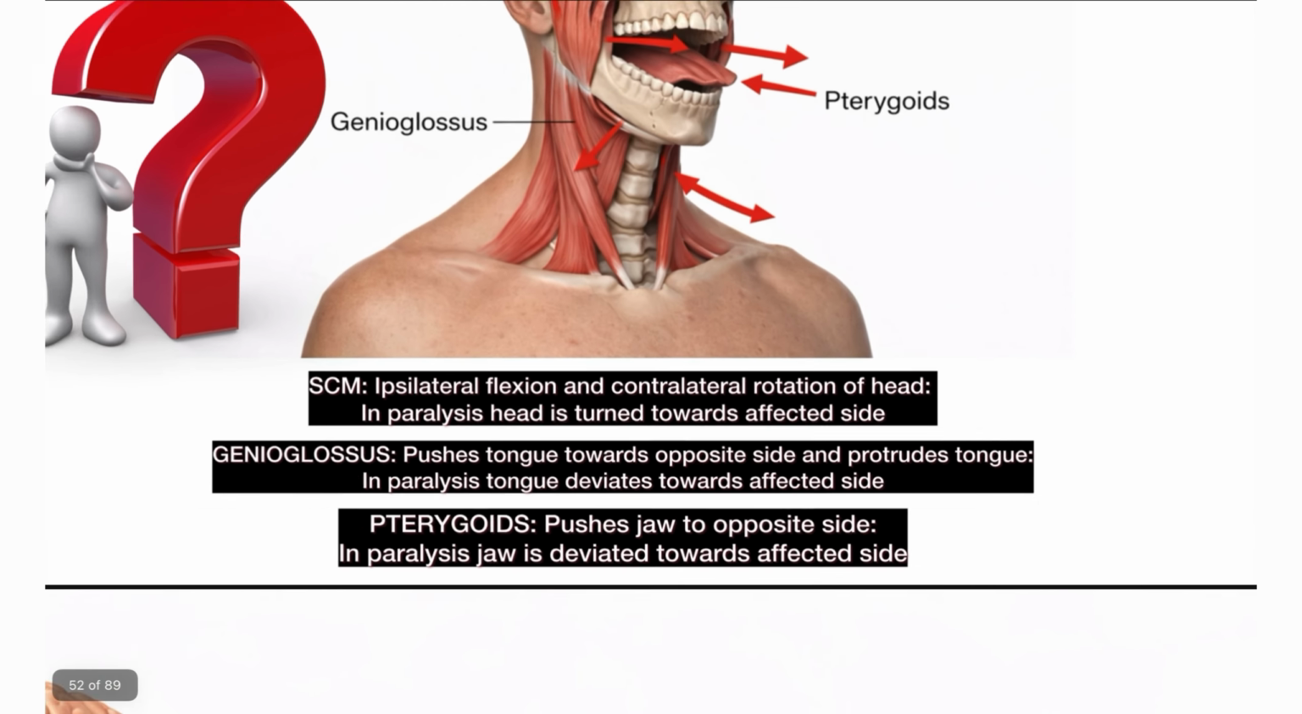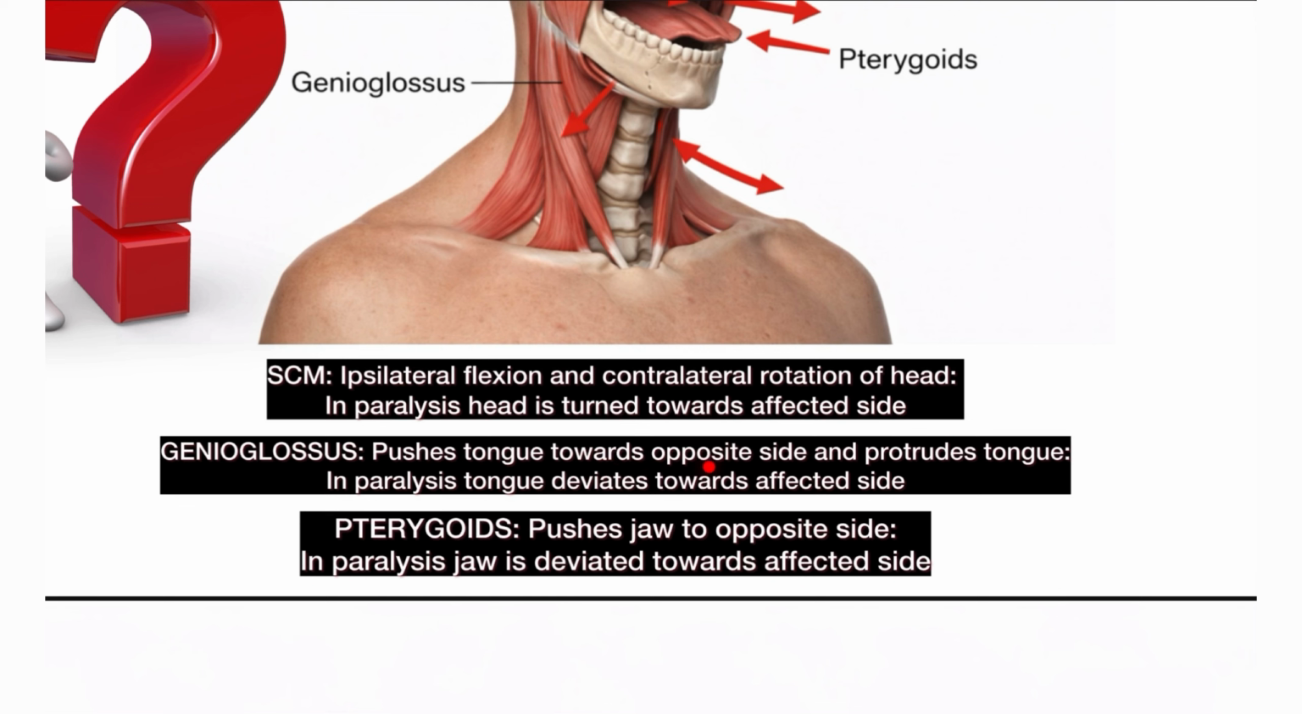The normal function of the genioglossus muscle is to push tongue towards the opposite side or to protrude the tongue. If it is paralyzed, tongue deviates towards the affected side. And the normal function of the pterygoid muscle is to push jaw to opposite side. When they are paralyzed, jaw is deviated towards the affected side.